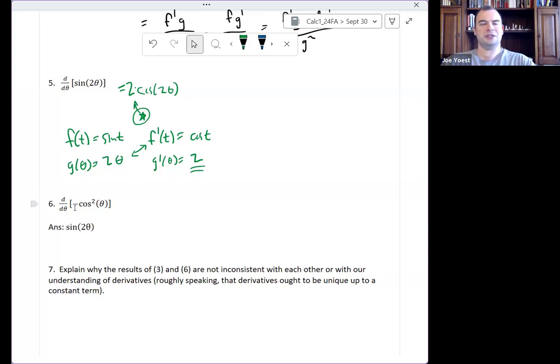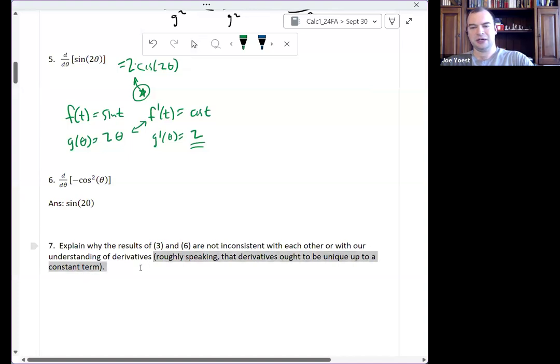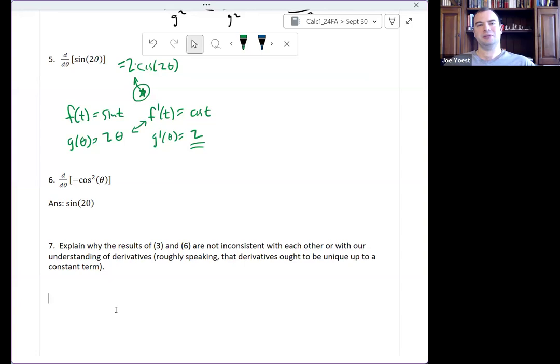We kind of discussed at the end of chapter 2 that, roughly speaking, as I mentioned down here, derivatives ought to be unique up to a constant term. So if I have one function and I find its derivative, I shouldn't have a completely different function have that same derivative. I wouldn't expect that. So what's going on here?